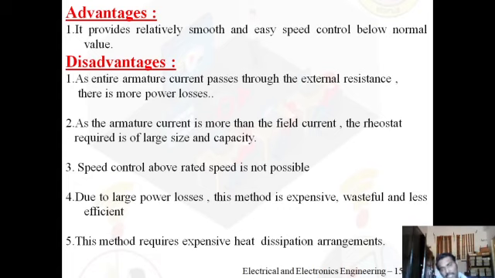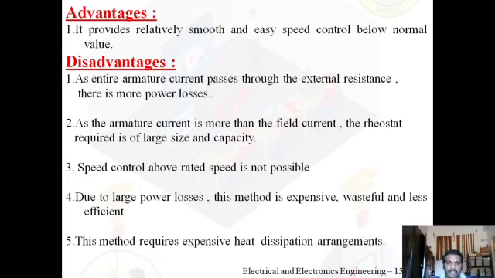The fourth point: due to the large power losses, this method is expensive, wasteful and less efficient. Already we have seen that with respect to the load, the current will be at a rated value, so automatically a large amount of power losses takes place. Therefore, it is expensive, as a high-value rheostat has to be placed. So large power losses take place and it is less efficient.